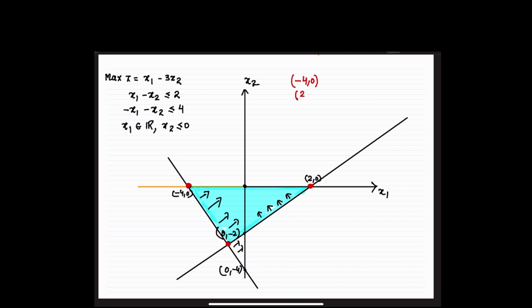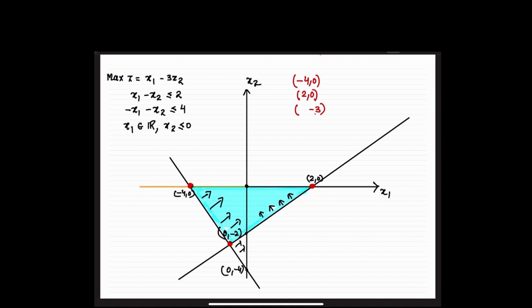Now the first corner is at minus 4 comma 0. The next is at 2 comma 0. And what is this corner? You solve the two lines. Add them, this gets cancelled. Minus 2x2 is equal to 6. So x2 is equal to minus 3. What is x1? Put this value of x2 in this constraint. So that would give you x1 as minus 1.